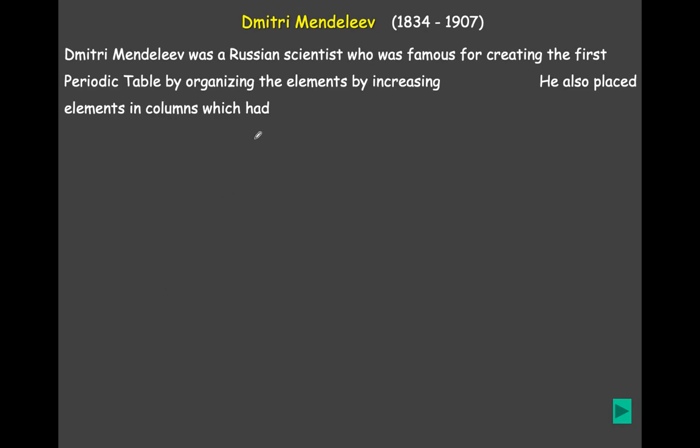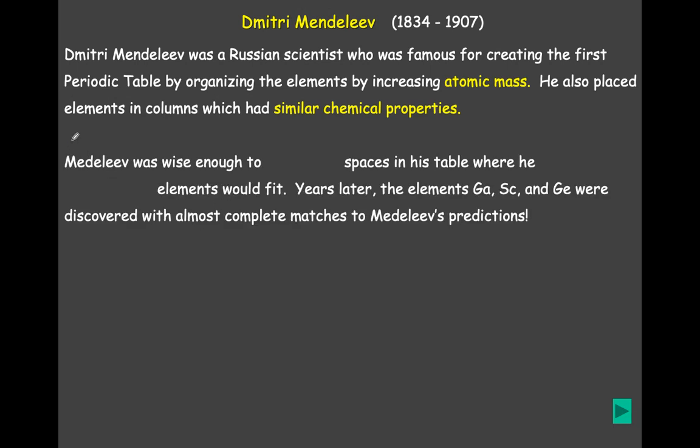Mendeleev was a Russian scientist, famous for creating the first periodic table, arranged by increasing atomic mass. He put the elements together by atomic mass, but also placed them in columns that had similar chemical properties. What was great about Mendeleev is that he saw breaks in the table where there were breaks in atomic mass. So instead of putting those elements together, he left blank spaces where he predicted undiscovered elements would fit. He believed that elements belonged in those spaces, but we hadn't yet found them.